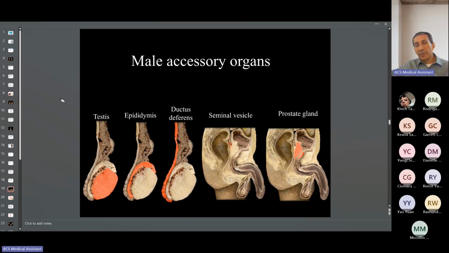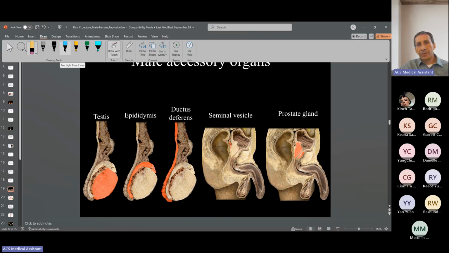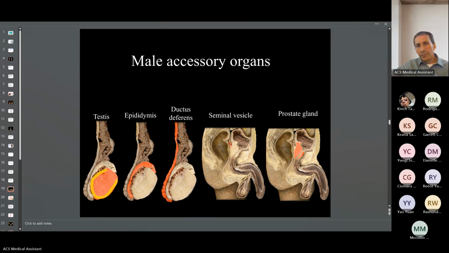We move on. So here we are going to have all the structures of the male's reproductive system. We have the testes. Then we have the epididymis, which is the structure located on the back of the testicles, behind the testicles. The testis is where sperm is produced. The epididymis is where the sperm matures. Then we have the spermatic cord right here, the vas deferens, and the ejaculatory ducts.